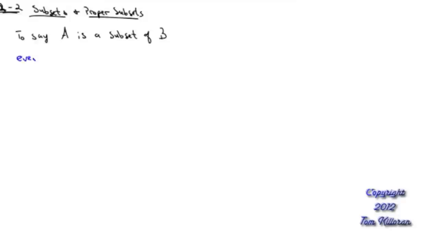Every element of A is also an element of B. Every element of A is also an element of B. Can these sets be equal? Yes. Because if they're equal, every element of A is also an element of B, and vice versa. So that becomes really nice.